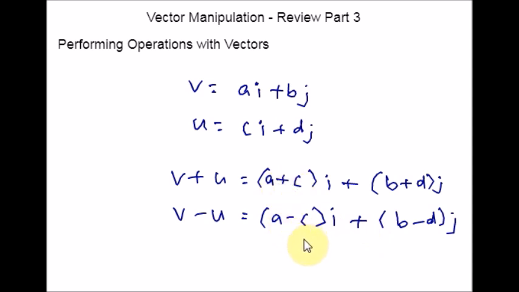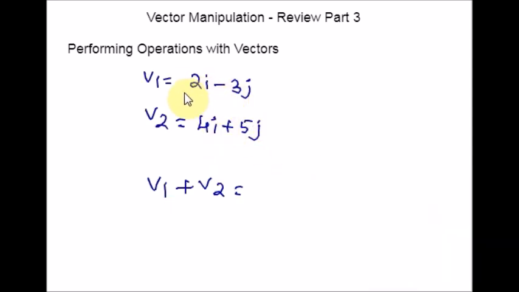Okay, let me take one example and show you how to find the sum of the vectors. The difference would be the same thing; you'll just be changing the sign. So here is an example. Just add the components: 2, 4 and negative 3, 5. So I'll get 6 and 2.